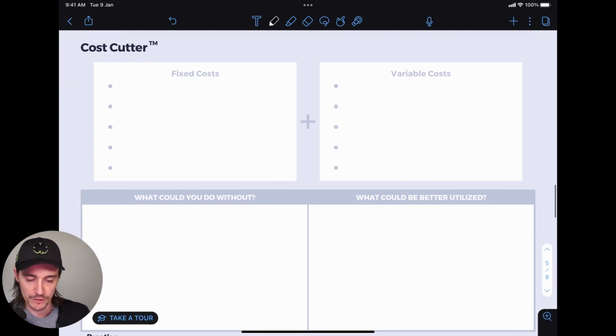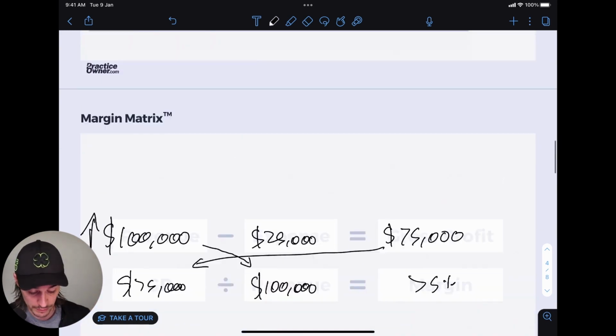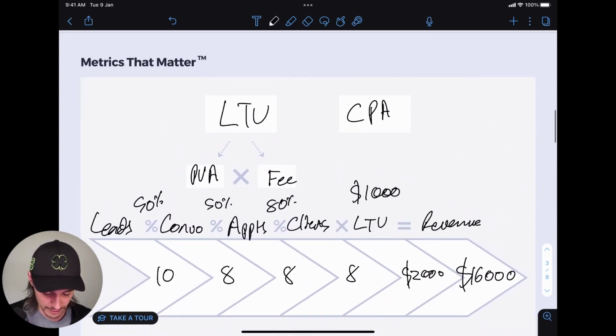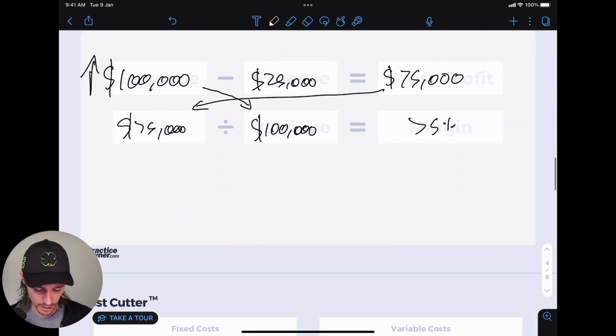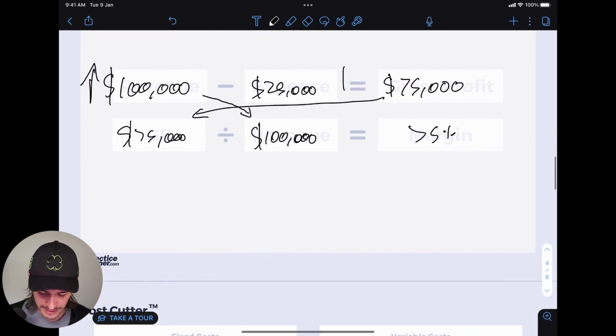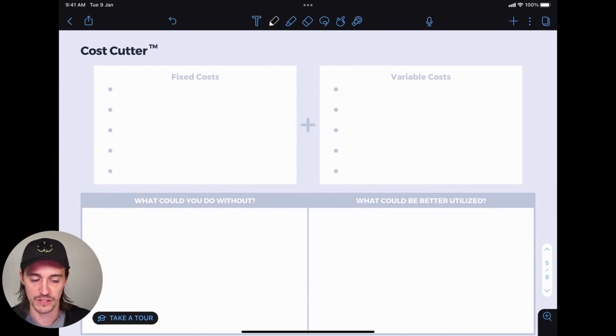So we're going to go through an exercise here because we've talked about how you can increase revenue. The way you increase revenue is by increasing our LTV and decreasing our cost to acquire a client. That will increase our gross profit from marketing and things like that, right? The other side of the equation is to decrease our expenses. So we're going to go through the cost cutter framework now, which is going to help you identify opportunities to cut costs and increase your margins.